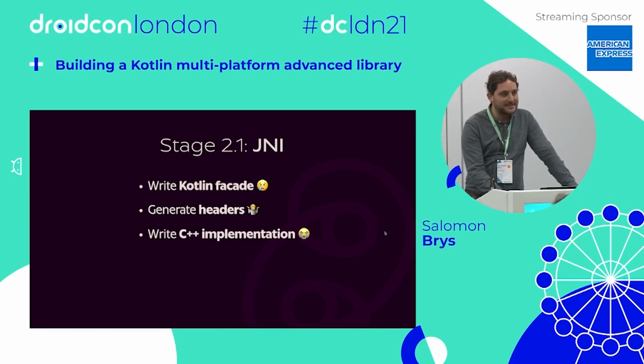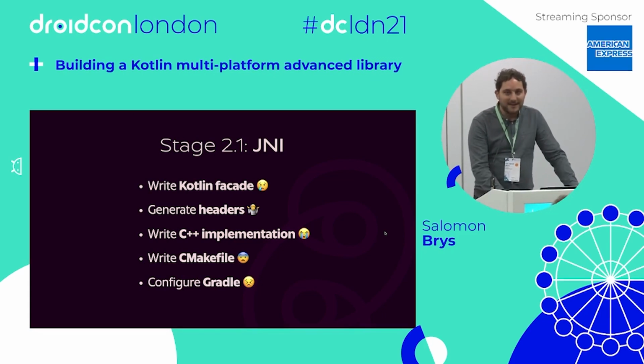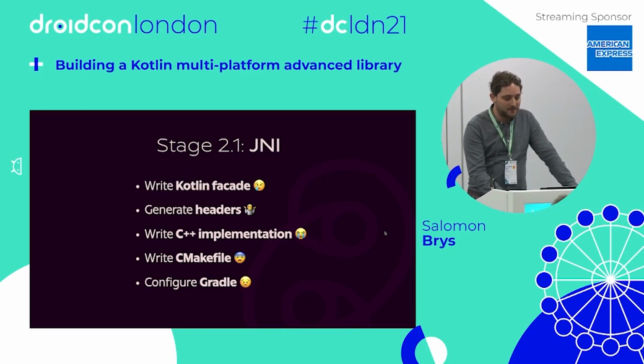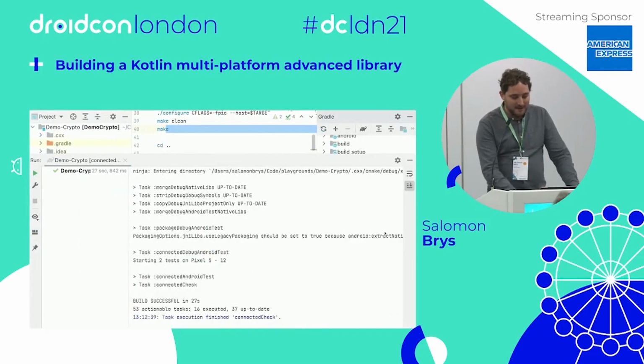Then you need to write a C++ implementation, which means that you need to learn C++. Ouch. Okay, you can actually write this in C because the JNI works for C and C++, so it's up to you. And then you need to write a CMake file for Android to compile your JNI implementation. And then you need to configure all that in Gradle. So JNI is a pain, and it's always been a pain. And, well, there's no way around that at the moment, so you need to do all that. So let's see how it looks.